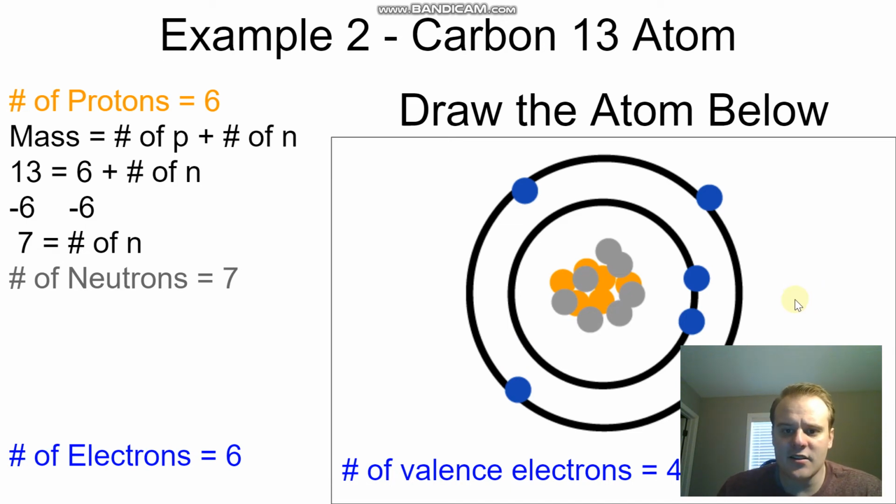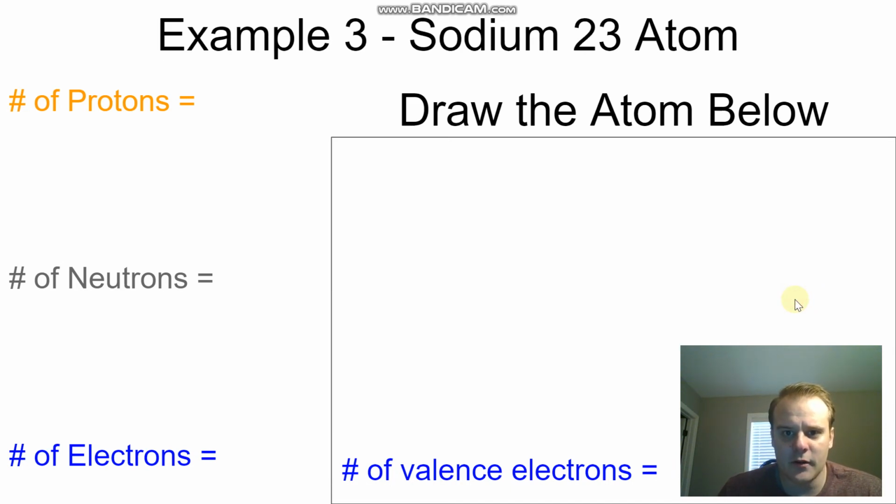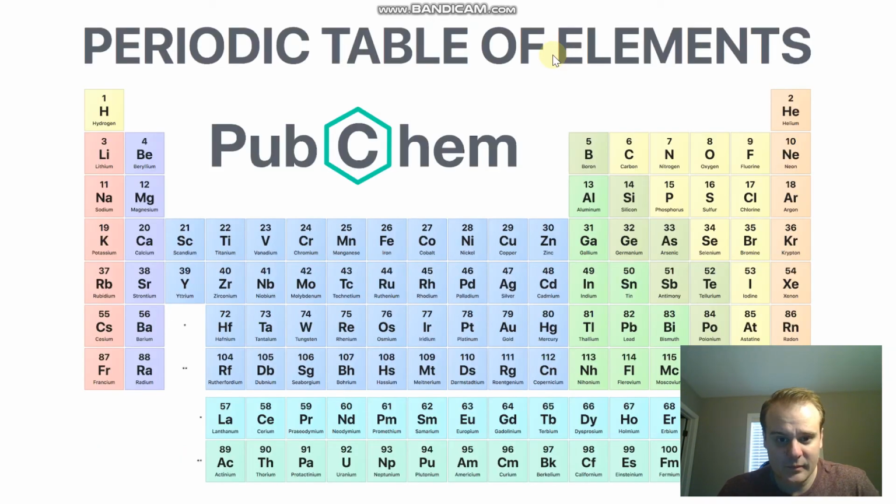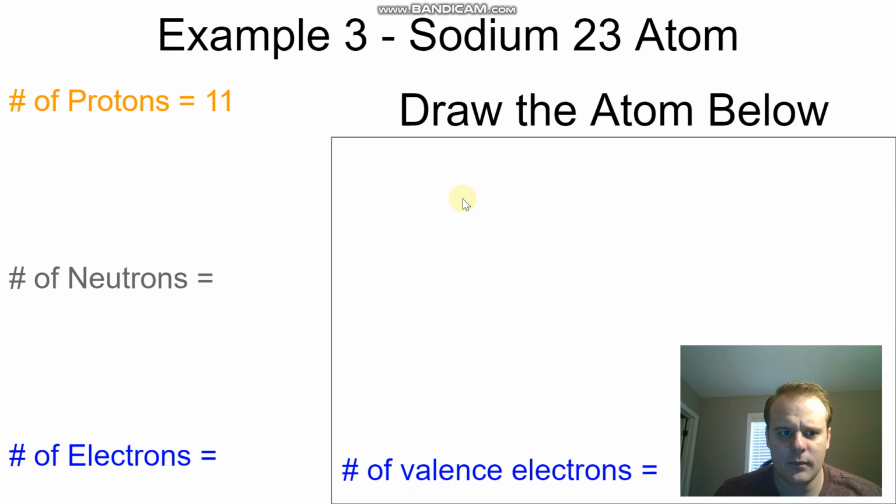Okay, last example. This one is going to be the biggest one, though. We're going to do a sodium-23 atom. So again, first step is look at sodium on the periodic table. Okay, and so sodium is right here on the periodic table. It's atomic number 11. So that means that sodium has 11 protons.